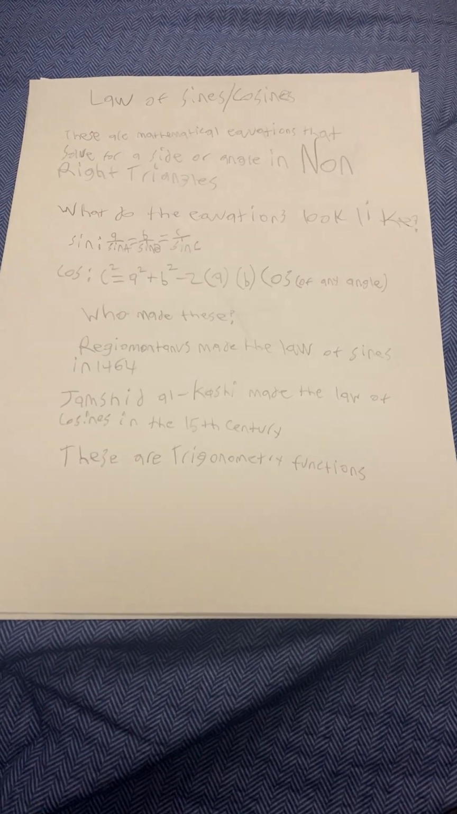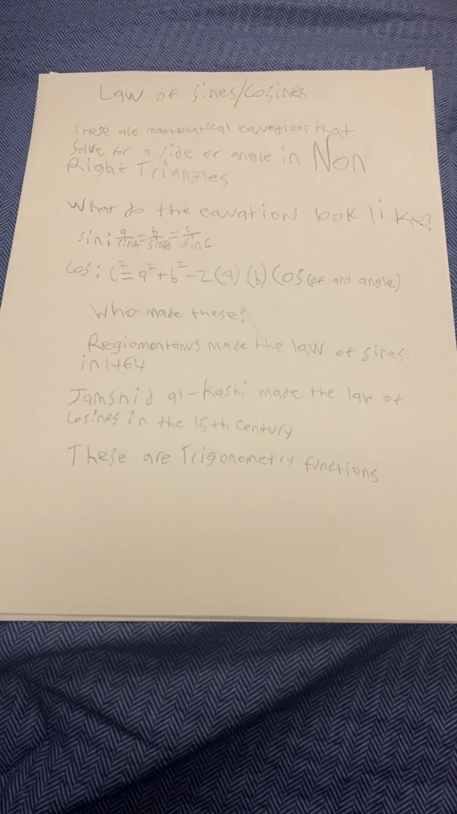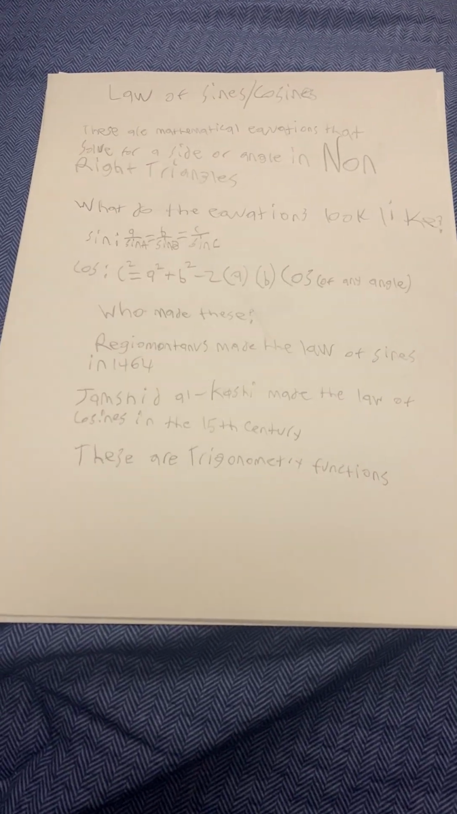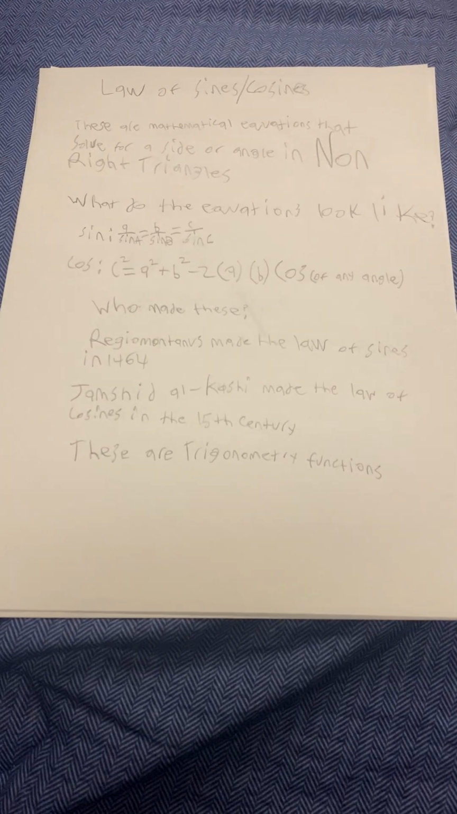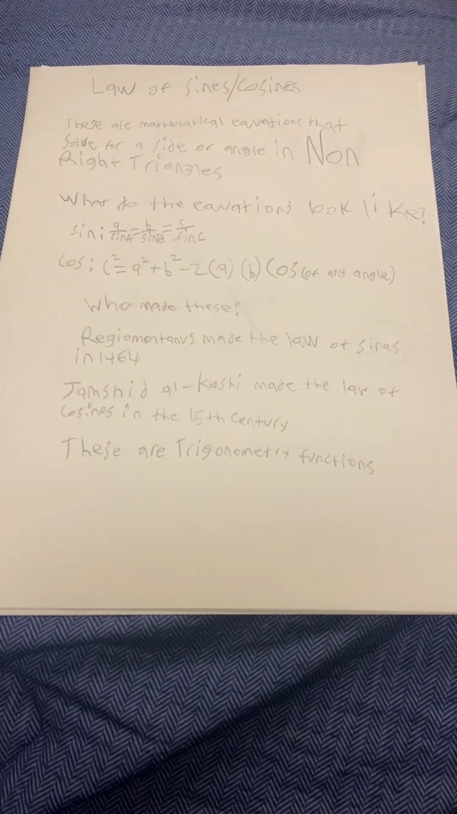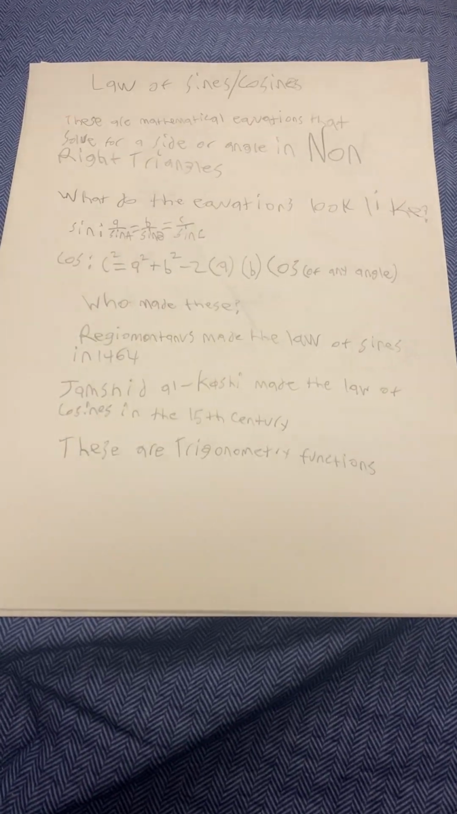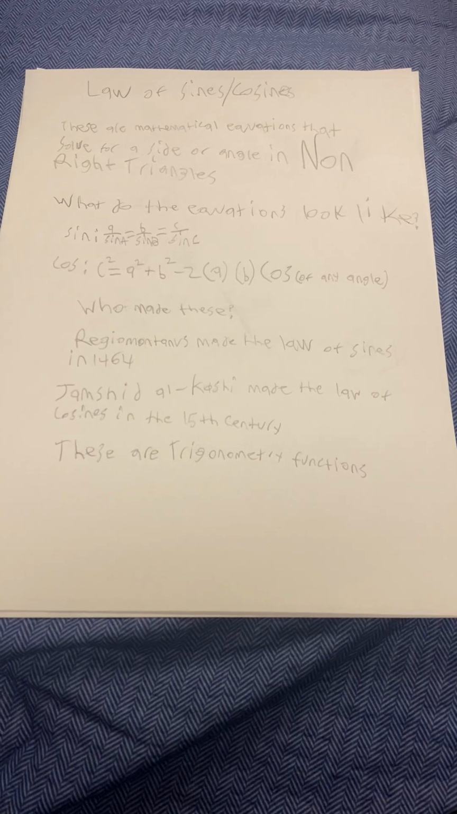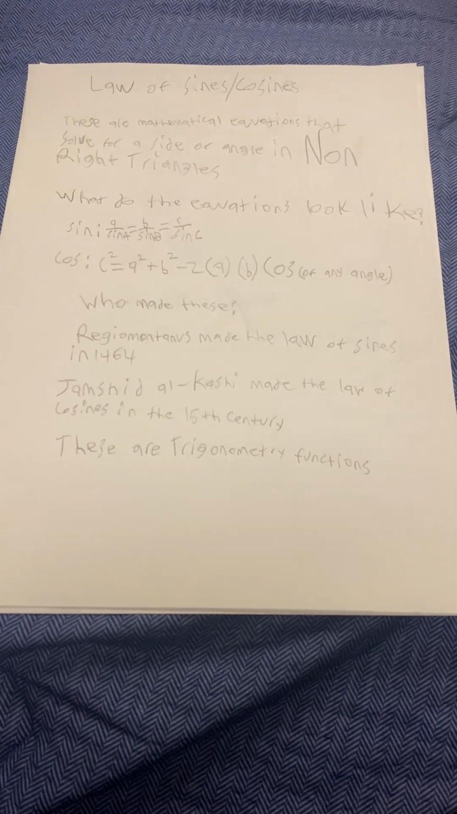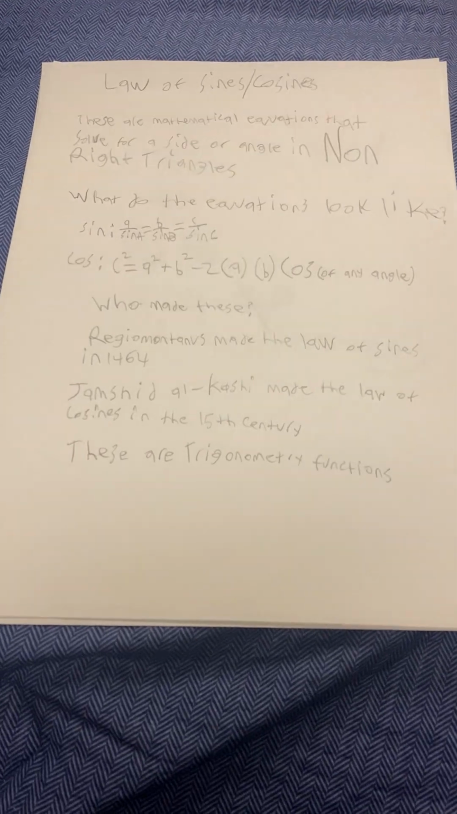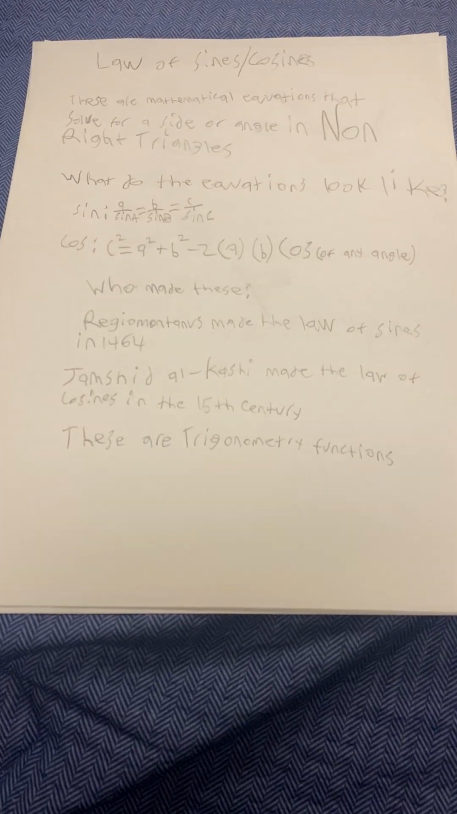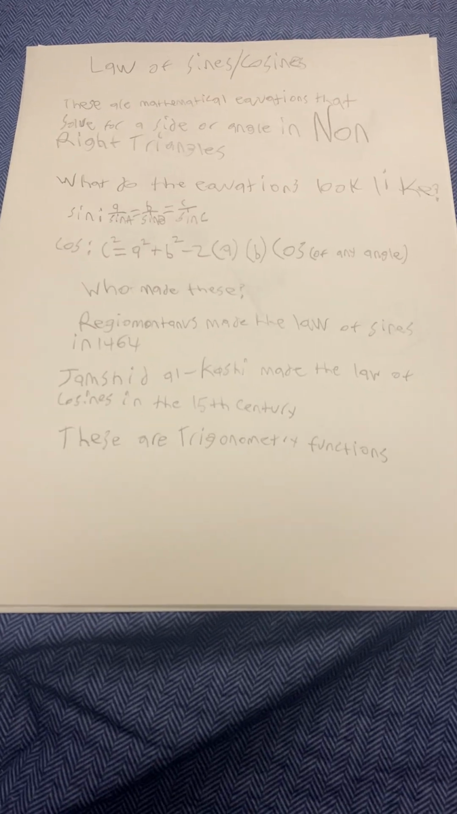As you can see, the law of sines is a over sine A equals b over sine B equals c over sine C. Now, it's only two of these. They're interchangeable, so a over sine A equals b over sine B, and a over sine A could equal c over sine C. And the cosine one, law of cosines, is c squared equals a squared plus b squared minus 2 multiplied by a and b, and then the cosine of whatever angle you're looking for. Sometimes you're given one, but I'll show you that in the examples.